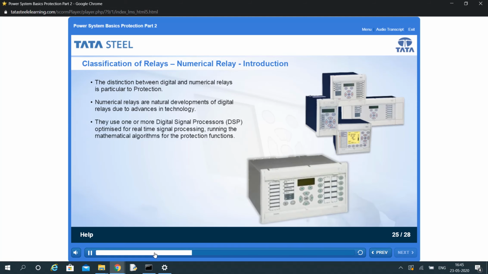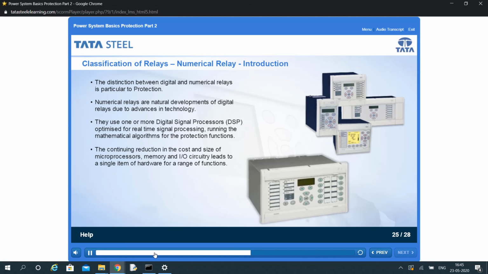They use one or more digital signal processors, or DSP, optimized for real-time signal processing, running the mathematical algorithms for the protection functions. The continuing reduction in the cost and size of microprocessors, memory, and I/O circuitry leads to a single item of hardware for a range of functions. For faster real-time processing and more detailed analysis of waveforms, several DSPs can be run in parallel. In the further screens, we will know about the architecture and advantages of numerical relay.